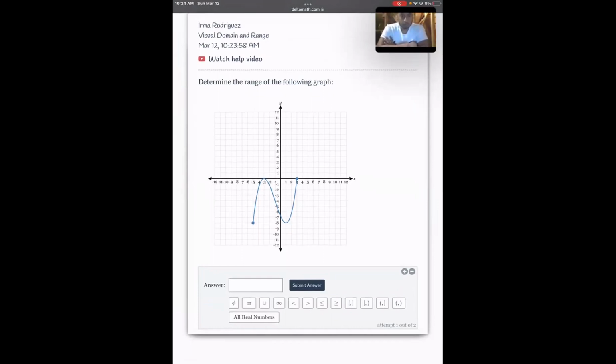Range is y. What are all the y values that graph takes? What are all the up and down values that graph takes? What's the smallest y value on that graph? Would it be -8? Yes. Okay, so -8. Type in the -8 there.